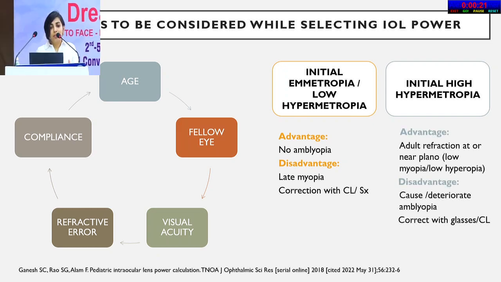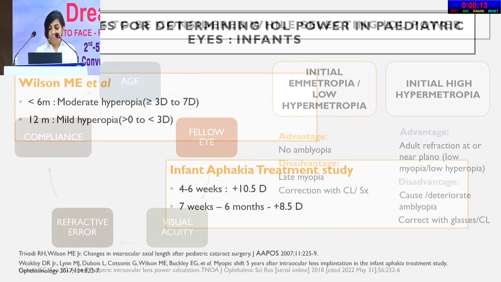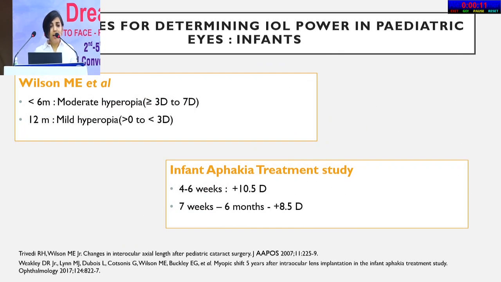Dr. Wilson et al. suggested targeting a moderate hyperopia in infants less than 6 months and a mild hyperopia in kids over 12 months. The Infant Aphakia Treatment Study was also a landmark study which said that there's no significant difference in keeping the kids aphakic as opposed to primary IOL implantation, and primary implantation is the more preferred technique now. And they also give recommendations as to the target of hyperopia that should be given.